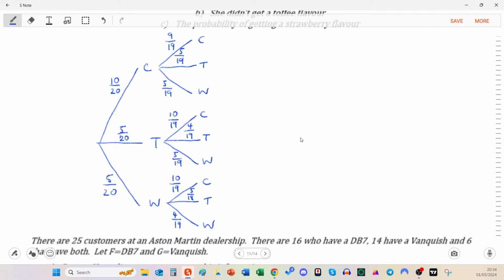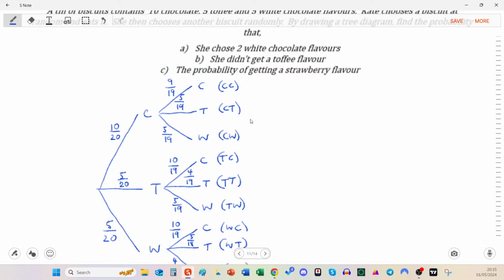And what I recommended was to put the outcomes CC, CT, CW, TC, TT, TW. I just sometimes have a habit of saying the first 2 words that come to mind. I don't even know why I'm saying that. What a stupid thing. Anyway, let's carry on.